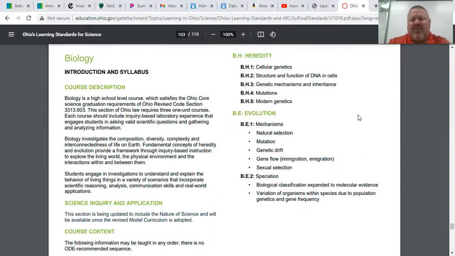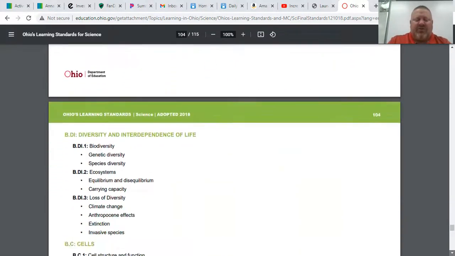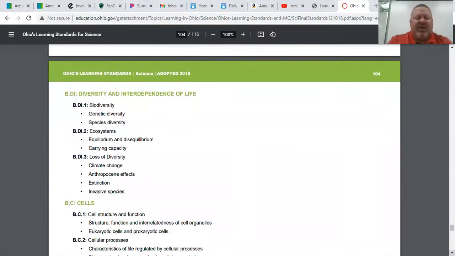They are heredity, where we study cellular genetics, structures and function in DNA, genetic mechanisms and inheritance, mutations, things happening in modern genetics. There's a section on evolution where we study natural selection, also mutations, genetic drift, gene flow, and sexual selection, as well as speciation. The third strand we study is diversity and interdependence of life. We study genetic diversity, species diversity, equilibrium, and carrying capacities.